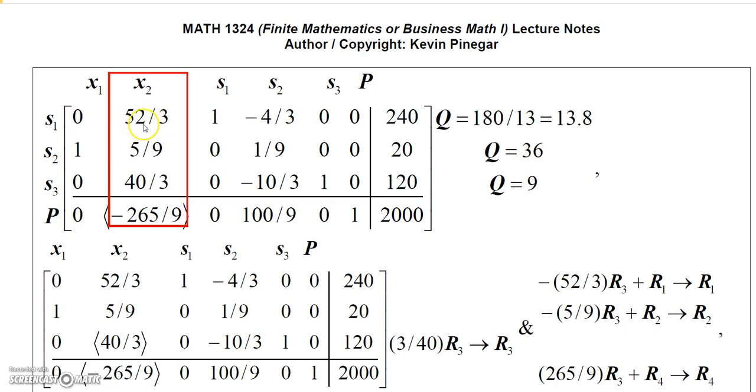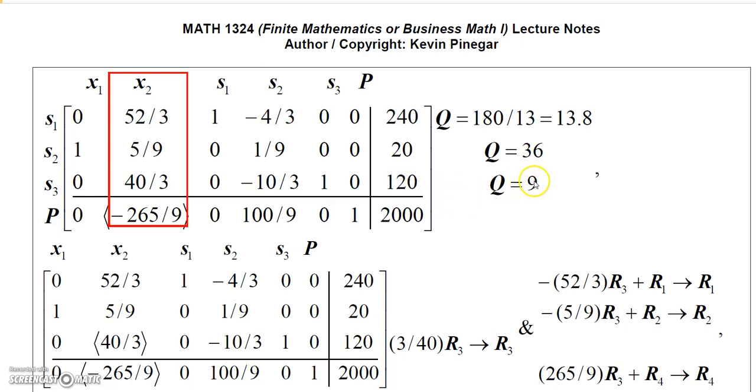So now I have to take these fractions and divide them into these constants. Now you might want to just do this with a calculator. So if you take 24 and divide it by 52/3, that actually gave me 180/13, which was about 13.8. And then if you take 20 and divide it by 5/9, that would be 20 times 9/5, which gives you a quotient of 36. And then if you take 120 divided by 40/3, that'll be 120 times 3/40, which is going to give you 9.